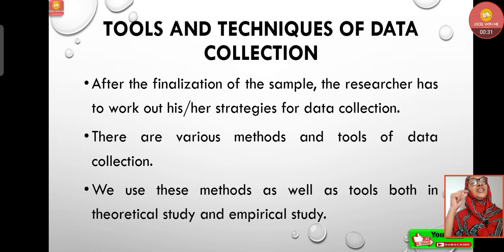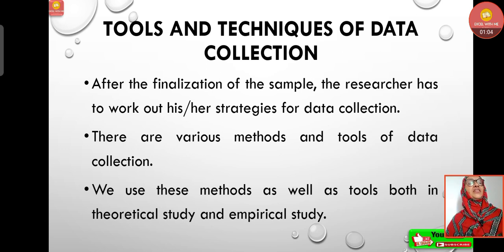After the finalization of the sample, the researcher has to work out his or her strategies for data collection. Obviously, when we formed the research question, we already know about the objectives, hypothesis, who will be our sample, and what will be our sample size. Now we have to choose which kind of data collection we are going to do. What are the strategies? There are various methods and tools of data collection.